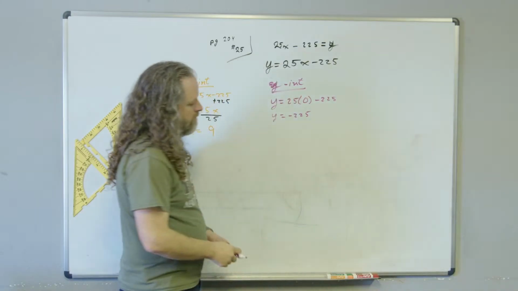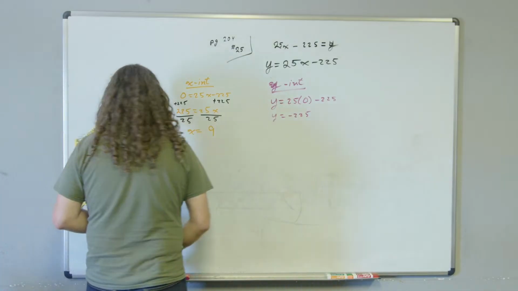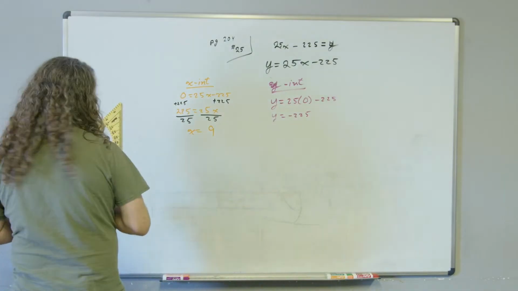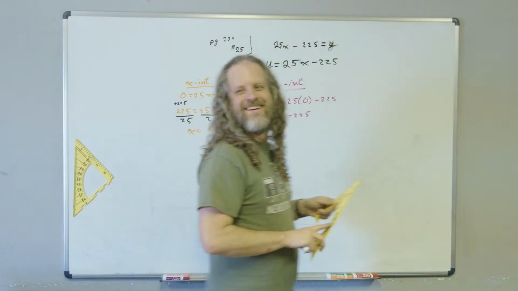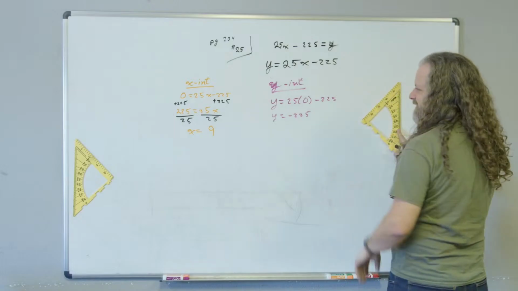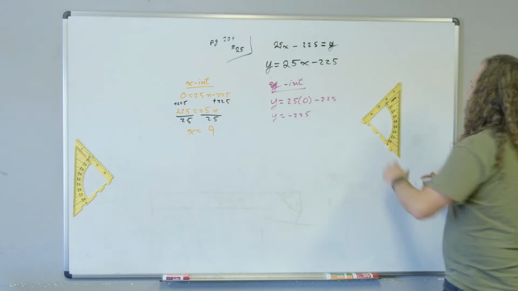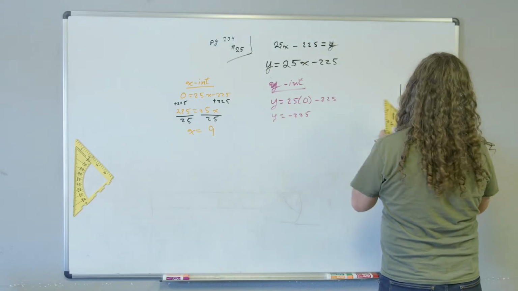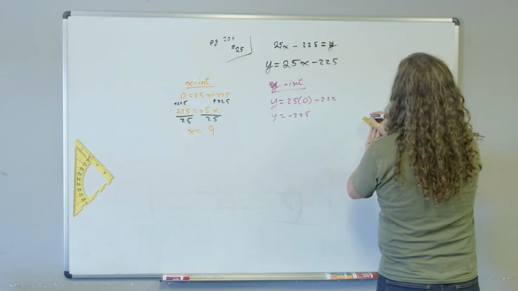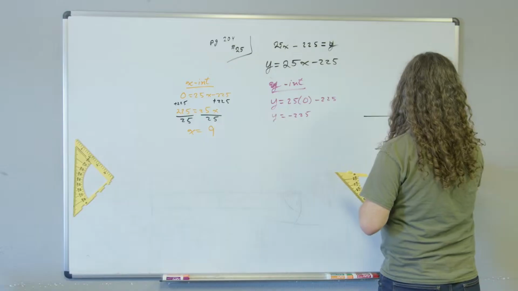Now we graph it. Negative 225. You count by something not ones. Or you've got a really big graph and you go real long. Probably not. Just count by 10s, or 5s, or something. I wanna go by 5.